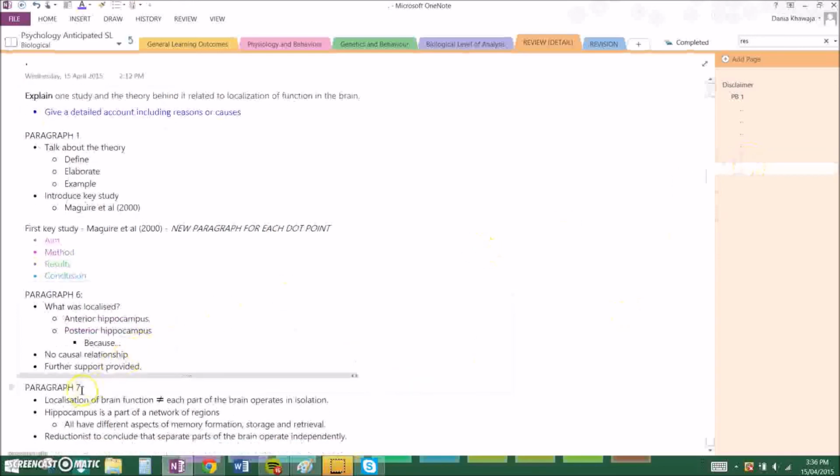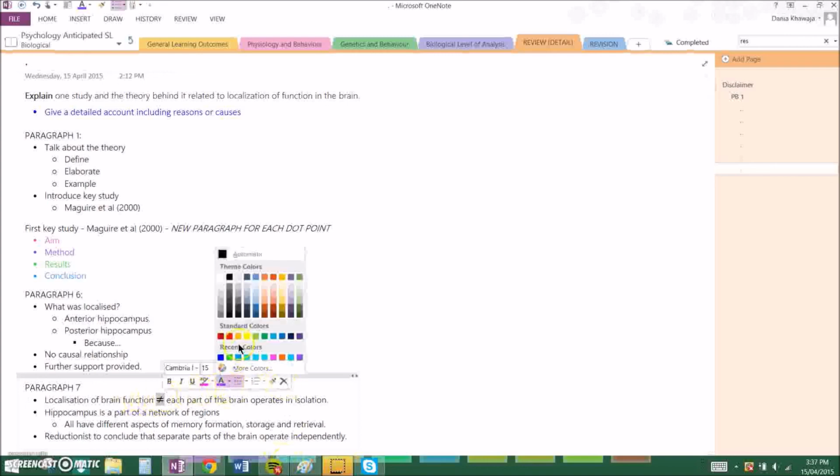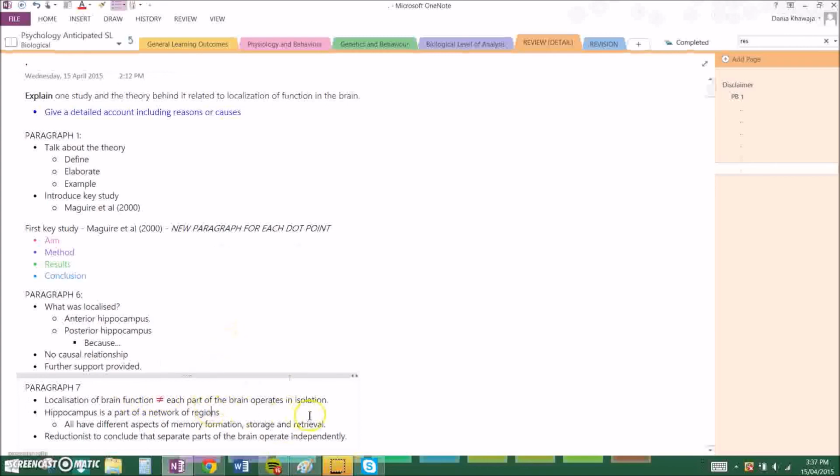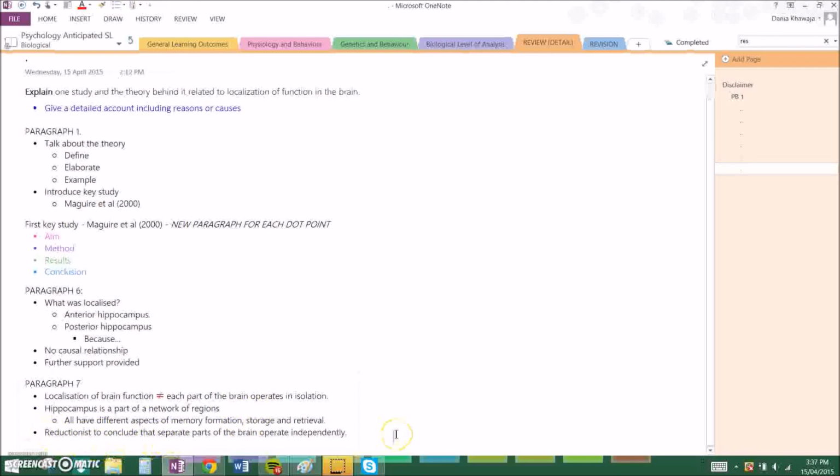And the last paragraph is just concluding about the theory. So basically, localization of brain function does not mean, this is very important, does not mean that each part of the brain operates in isolation. The hippocampus is a network of regions which all have different aspects of memory formation, storage, and retrieval. It is reductionist to conclude that separate parts of the brain operate independently.